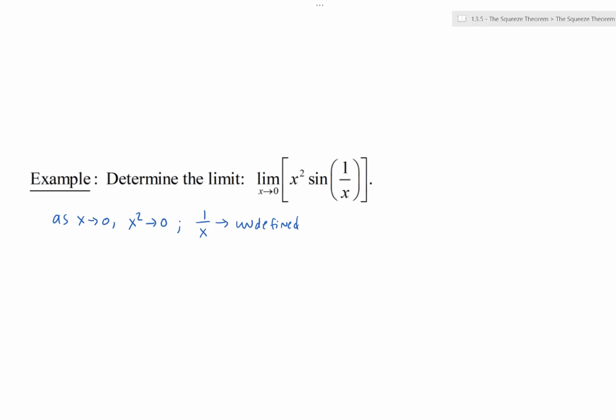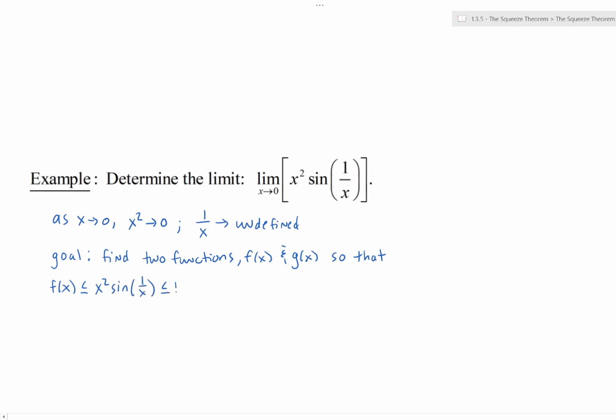So the goal for a situation like this, in using the Squeeze Theorem, is to find two functions, think of them as f of x and h of x, so that f of x is less than or equal to x squared times sine of 1 over x, and h of x is bigger than this, and the limit as x approaches 0 of f of x is equal to the limit as x approaches 0 of h of x.